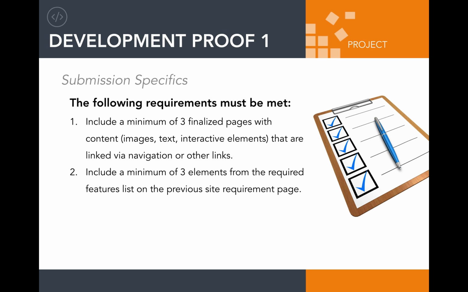You'll also need to include a minimum of 3 elements from the required features list on the previous site requirement page. So you can, of course, use more pages if you need to in order to utilize all of the required elements. This week, though, we're just focusing on at least 3 pages and at least 3 elements. So it's kind of up to you in terms of how you want to approach this, which pages you want to work on, which features you want to work on.